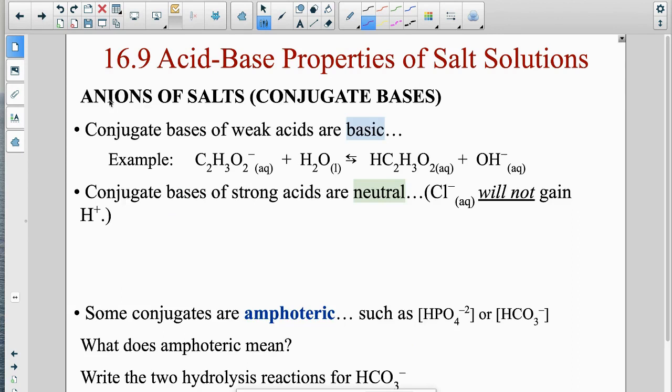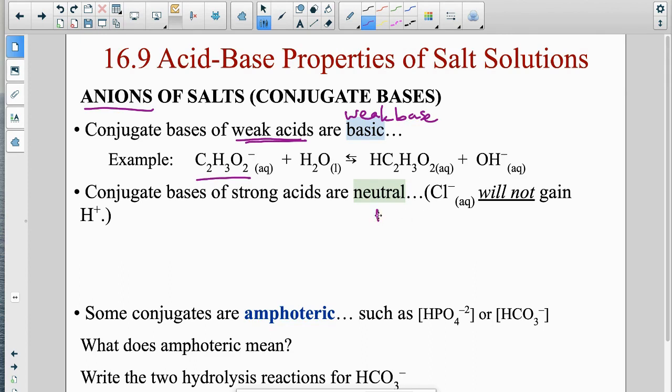When we take a look at the anions of salts, the anions of salts are the conjugate bases of weak or strong acids. Now, if we have the conjugate base of a weak acid, we are going to get a weak base. So for example, our acetate again, right? Acetic acid is a weak acid. Its conjugate base is a weak base, so that can react with water to form some OH minus.